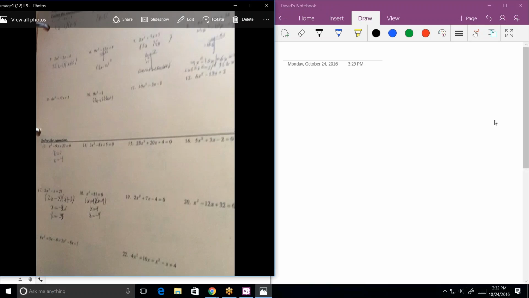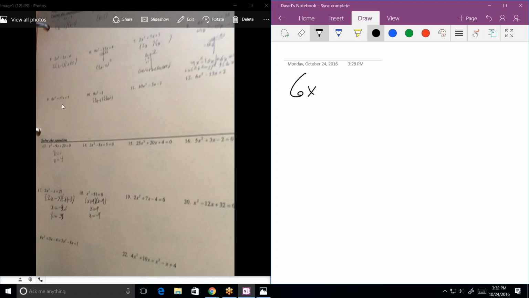Number 9 on the far left of the page, I can read it to you. If you can't read it... I can kind of, let's see, that looks like 6x squared plus what, 19x? 17x. 17x plus 5. All right, and these are all factoring problems.